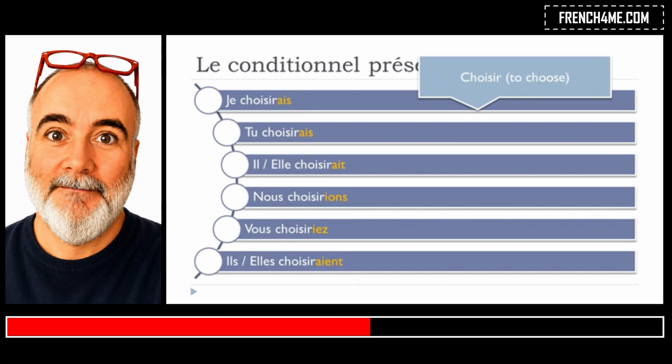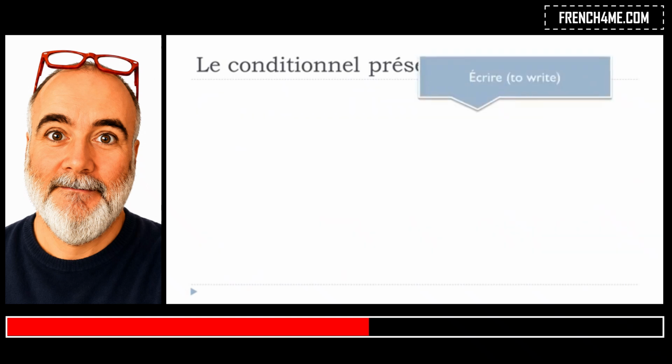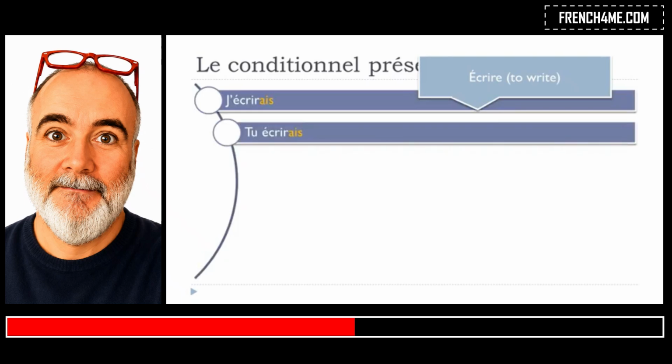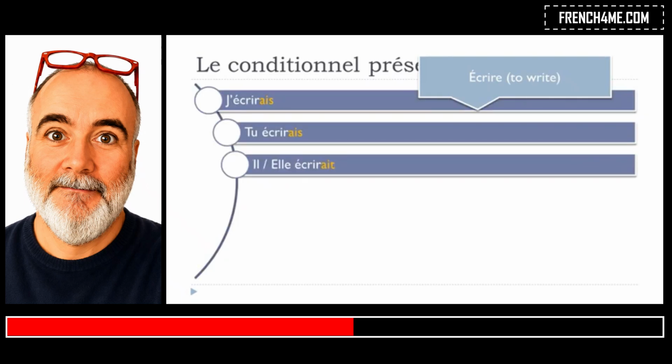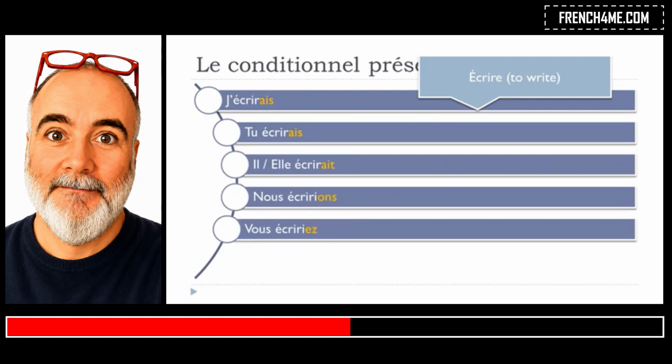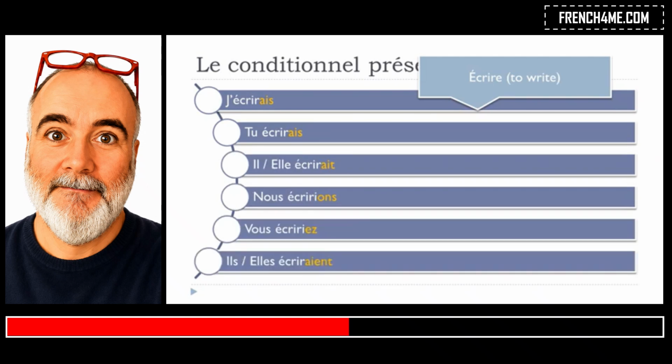Okay, not that difficult. And the last example, for the third group, is écrire. Écrire is to write. Same rule, if you remember, the example was with lire, to read, and it's exactly the same rule. If you look carefully, it's ending with this e, so you take it away, and after that you put the ending. J'écrirais, tu écrirais, il écrirait, elle écrirait, nous écririons, vous écririez, ils écriraient, elles écriraient.